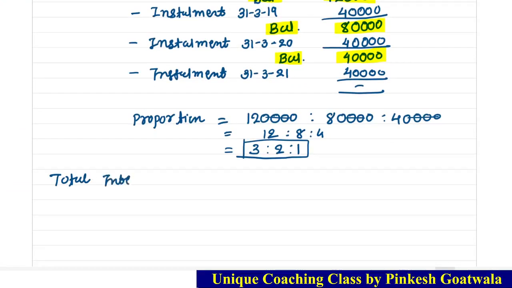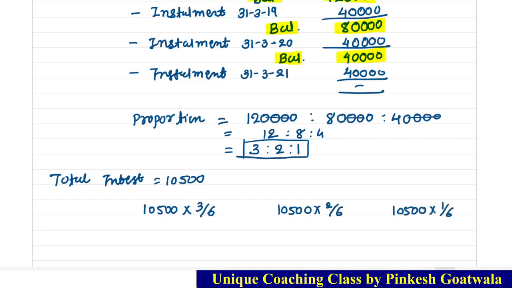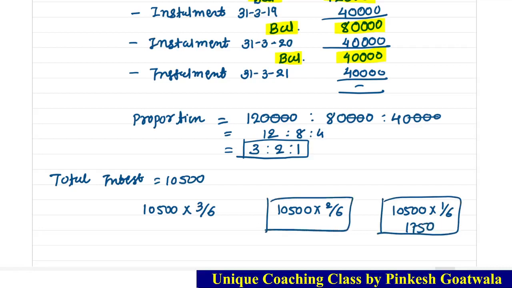Total interest is 10,500, we will distribute it in this ratio. So we distribute 10,500 into 3 divided by 6, then 10,500 into 2 divided by 6, and 10,500 into 1 divided by 6. So what's the amount you get? Here 1750, here 3500, and here 5250. So it is the amount of interest.